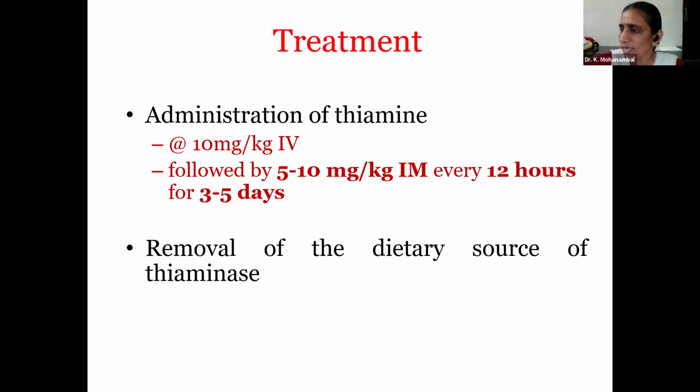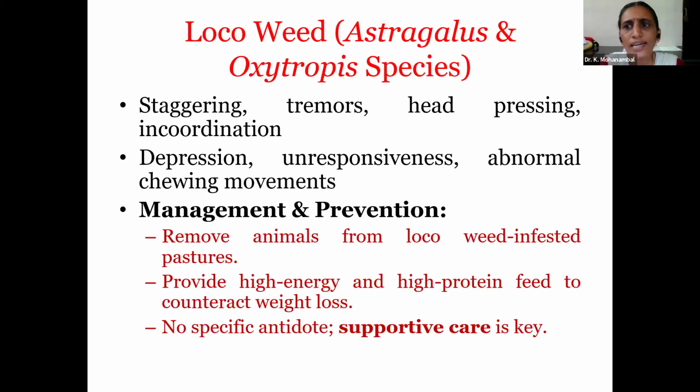And we need to remove the dietary source of thiaminase, which is very important. And another very important differential diagnosis, recently we are encountering cases of Astragalus or Oxytropis poisoning, commonly called locoweed. It shows clinical signs very similar to thiaminase intoxicosis or even PEM. The animal shows a staggering gait, tremors, head pressing, incoordination, unresponsiveness to external stimuli, and abnormal chewing movements.